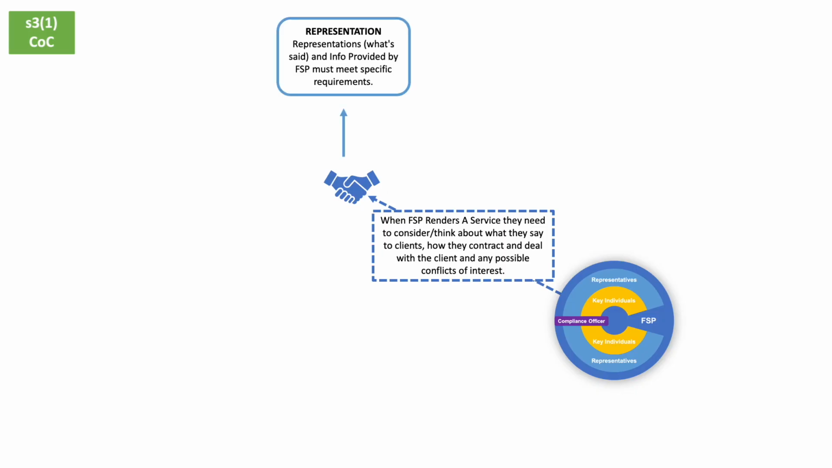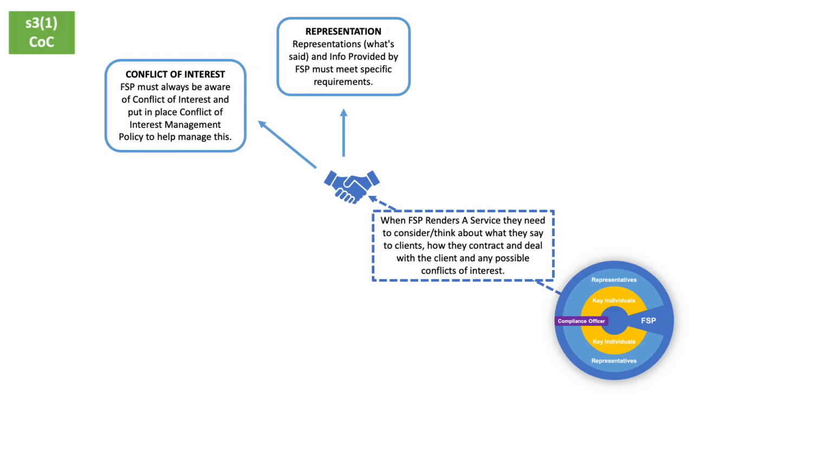Here we have an illustration of the financial service provider, FSP for short. When an FSP renders a financial service to its clients, it must consider what it says to the clients, how it contracts and deals with clients, and any possible conflicts of interest. Firstly, the FSP must consider representation. Representation is what is said to the client and the information provided by the FSP that must meet specific requirements.